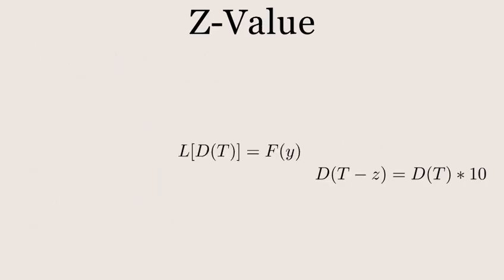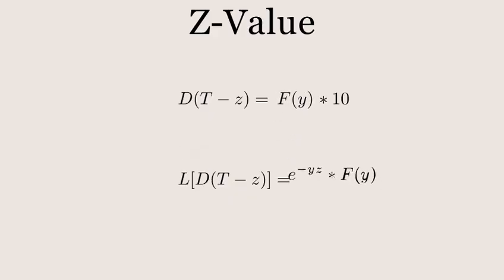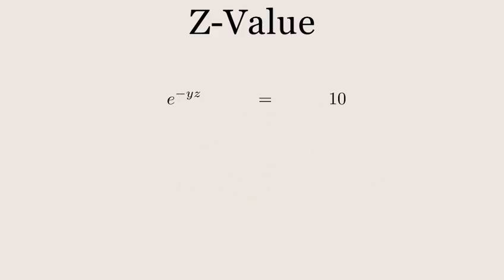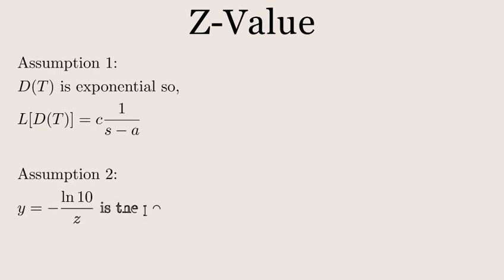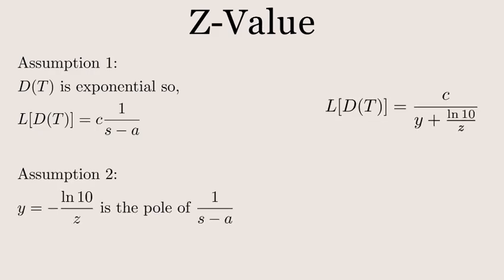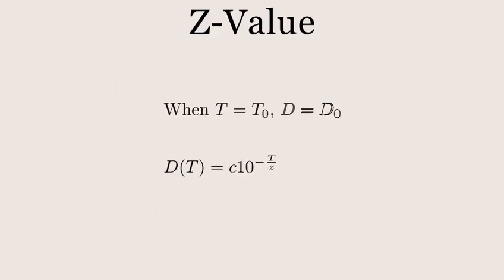With Fy being the Laplace transform of dt, using the Laplace timeshift property, we achieve the following. And when substituting them in the z-value equation, then by cancelling the Fy's and rearranging the equation, we can find y. Using these two assumptions, the Laplace of dt can be found, from which we take the inverse Laplace transform to find dt. And here, ln cancels with e. After which, by taking d and t at an initial point, the value of the constant can be calculated as d0.